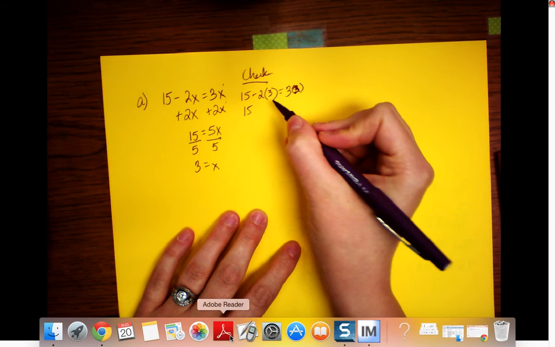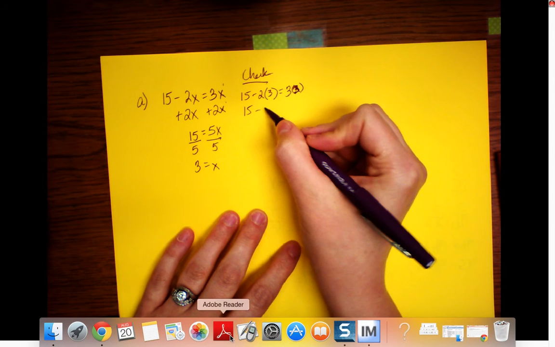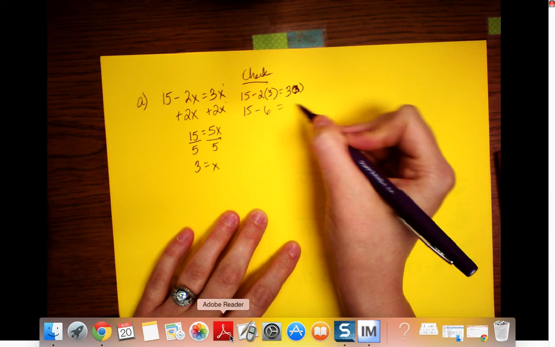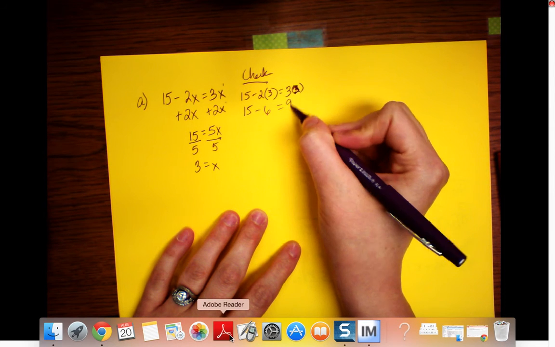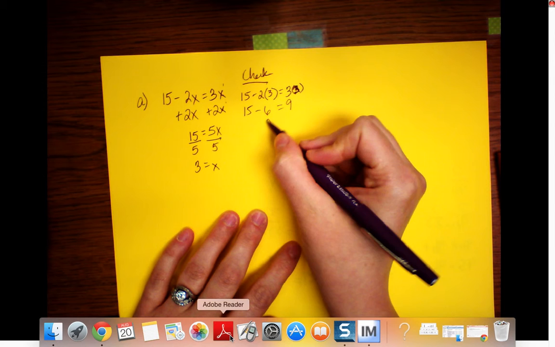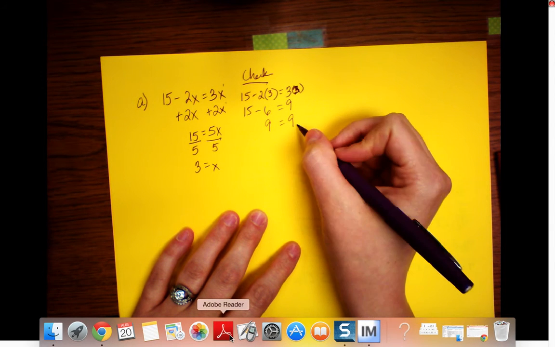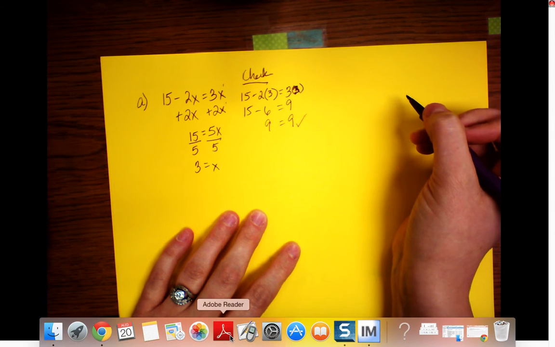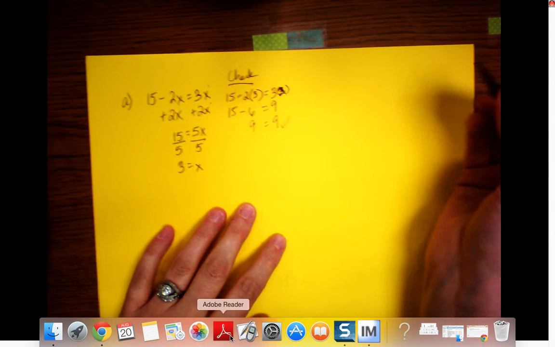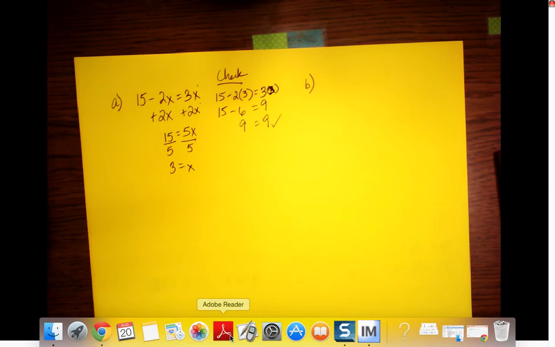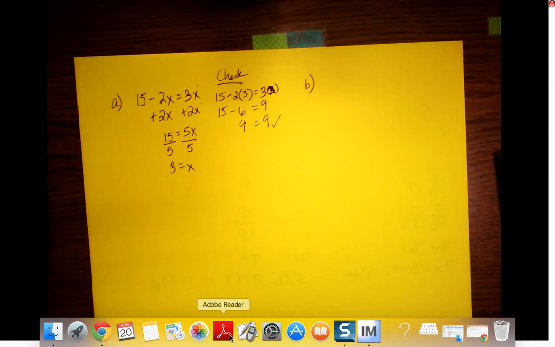So negative 2 times 3 is negative 6. 3 times 3 is 9. 15 minus 6 is 9. And 9 does equal 9. That is a true statement. So our answer is correct. All right, let's go to another one.